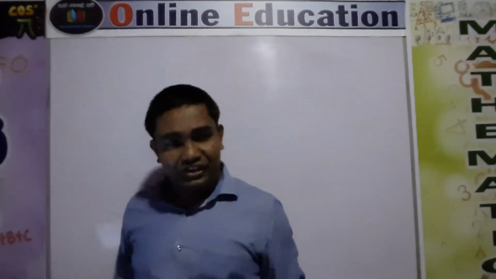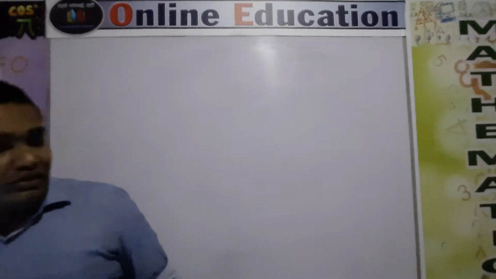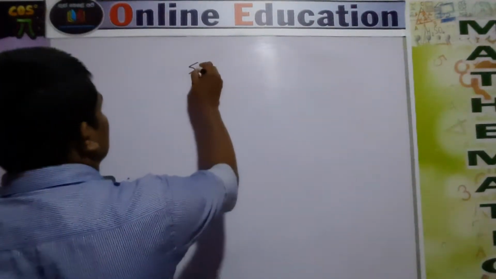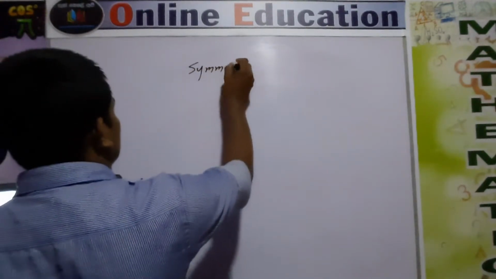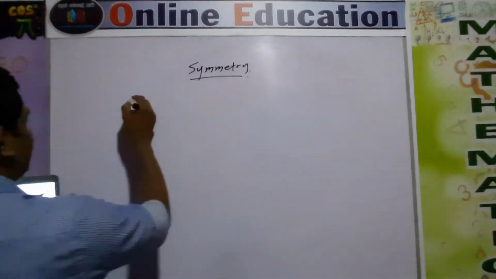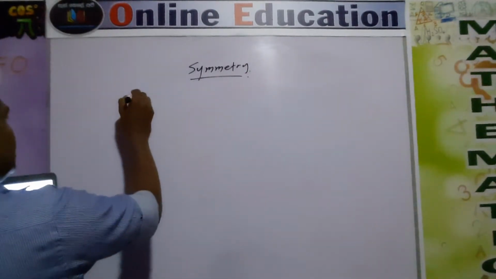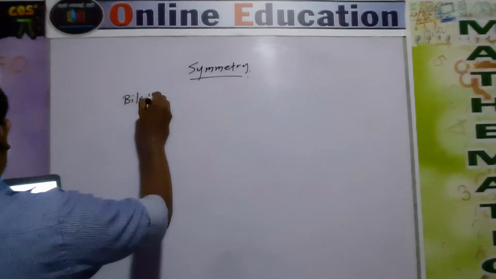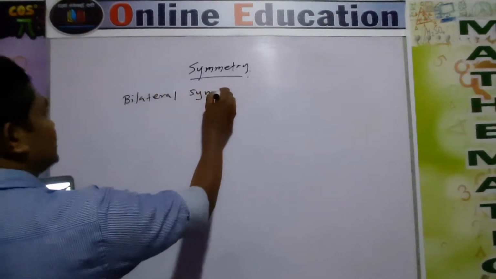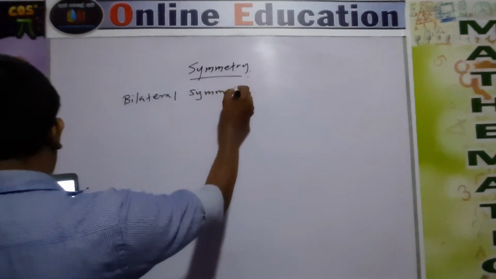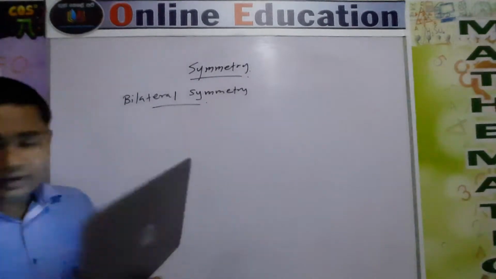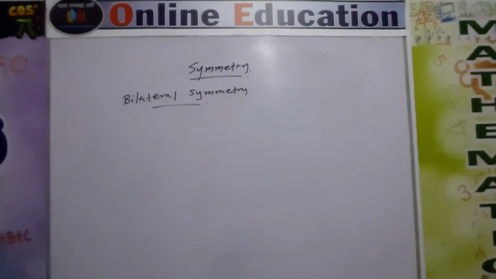The topic is symmetry. Let's write this one, symmetry. The subtopic is bilateral symmetry. This bilateral symmetry, I will explain like this.